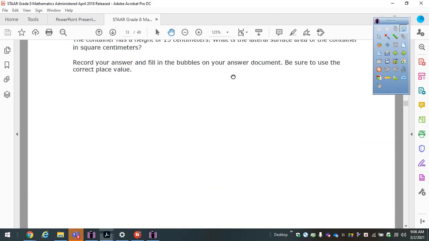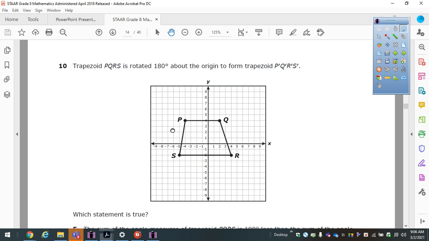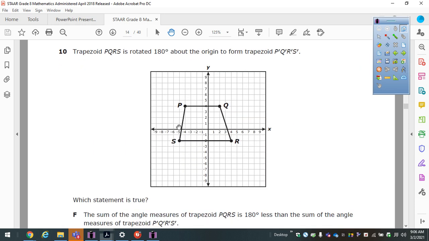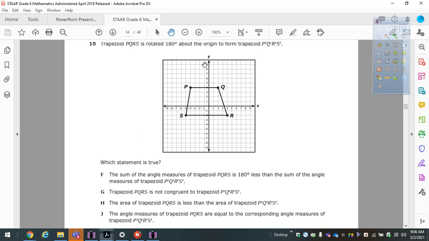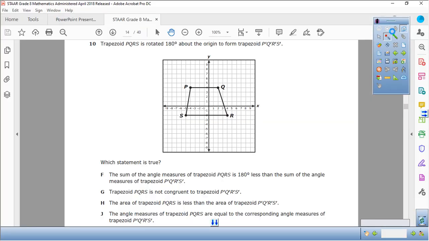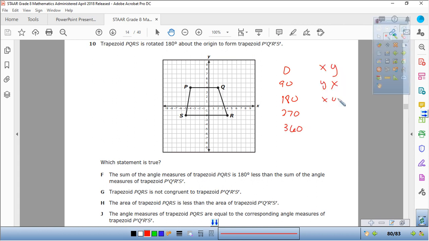Let's go on. The last one I'll cover with you today. Oh, this is a joke. A mega joke. This is like ha ha ha. The people at the STAAR test right now are laughing because it's so easy. So this one's going to go ready. 0, 90, 180, 270, 360. The first thing is xy, then it's yx, xy, yx, xy.